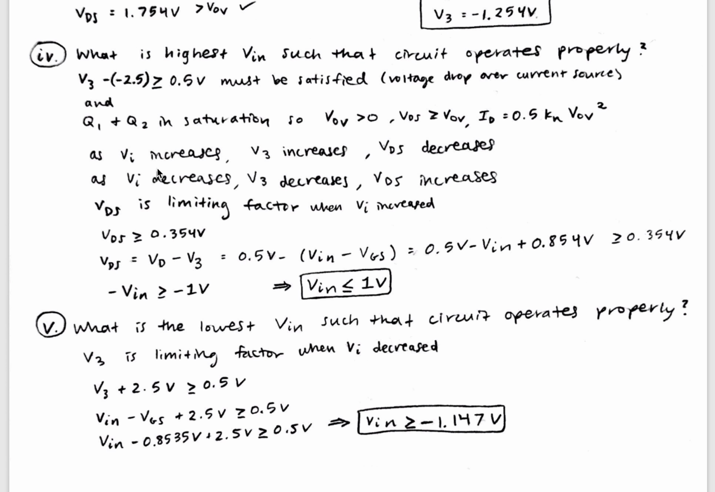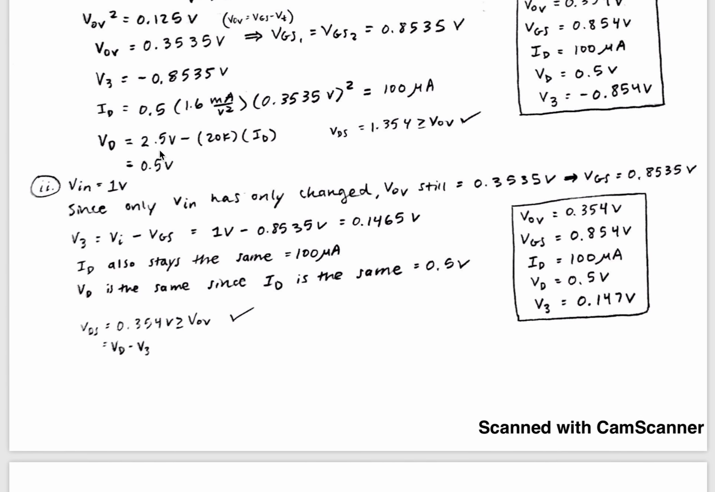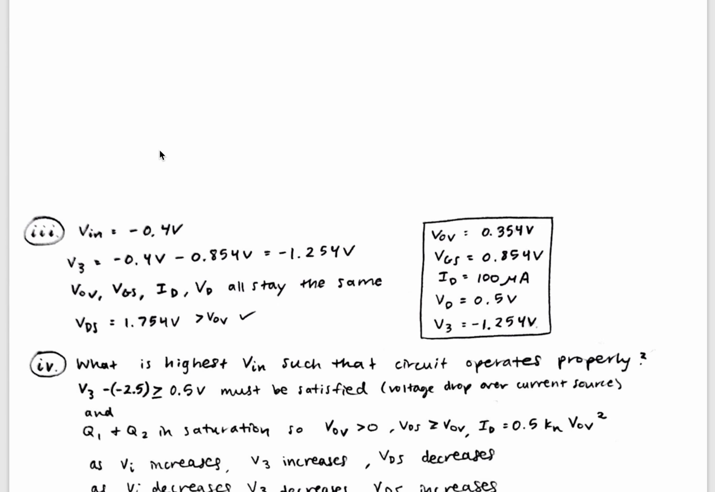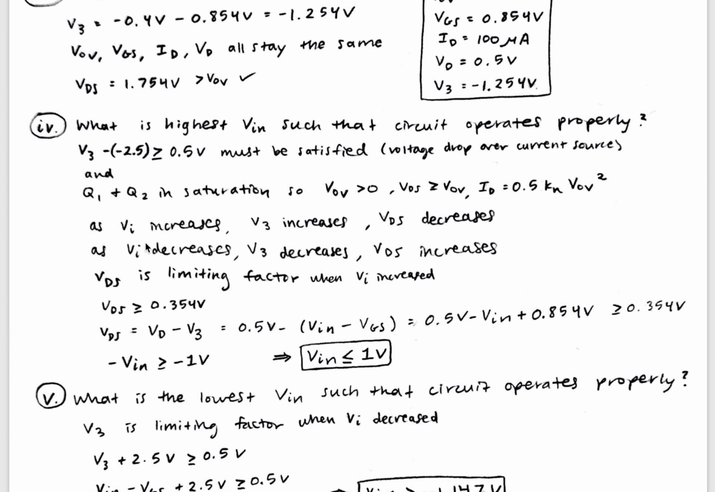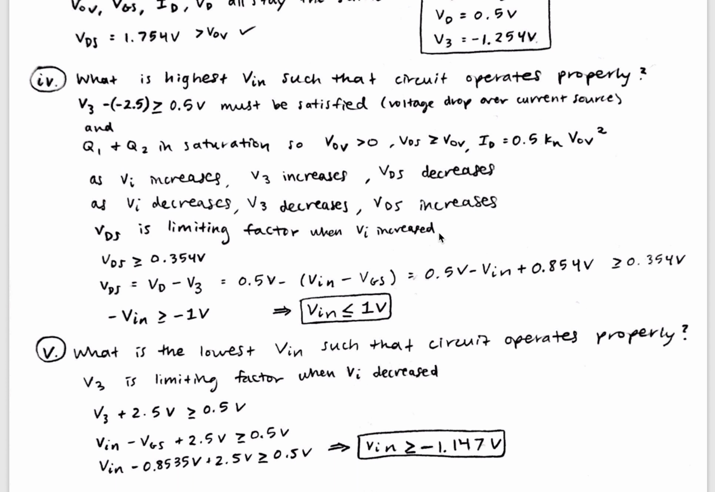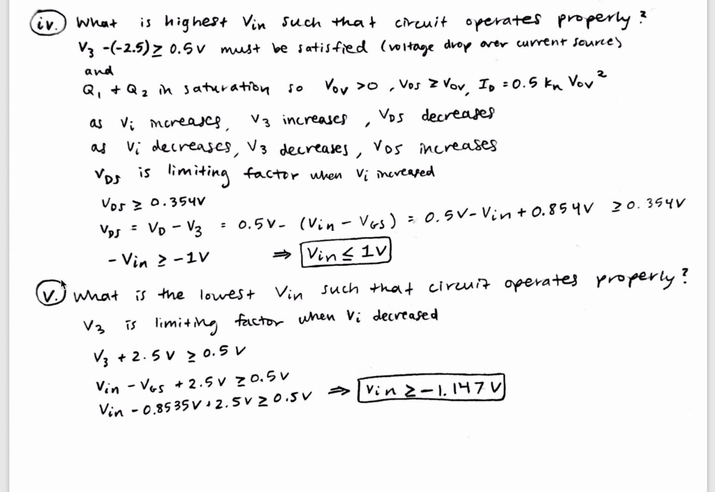And so as Vi, using the values before from parts 1 through 3, I wrote down here that as Vi increases, V3 increases and VDS decreases, but as Vi decreases, V3 decreases and VDS increases. So for this problem, VDS is the limiting factor when Vi is increased. And so using that, VDS has to be greater than or equal to VOV, which we saw for all three parts. VOV is equal to 0.354 volts.